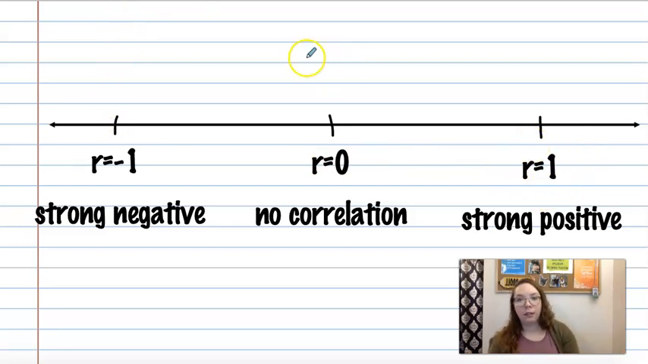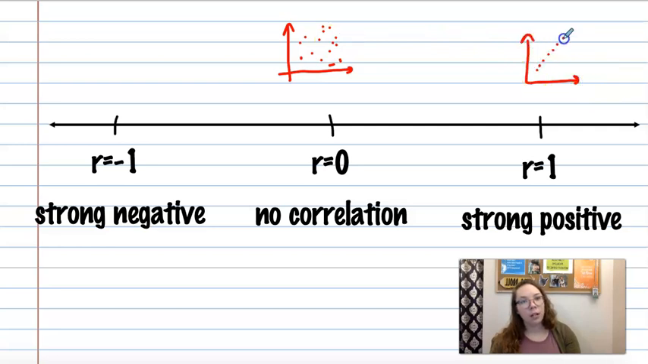So I'm going to go ahead and draw a sketch over what these might look like. So no correlation we talked about is just kind of everywhere. Strong positive is where all your data is a lot more clustered together, a lot closer. Strong negative would be the same. A lot of data and it's really closely clumped together.